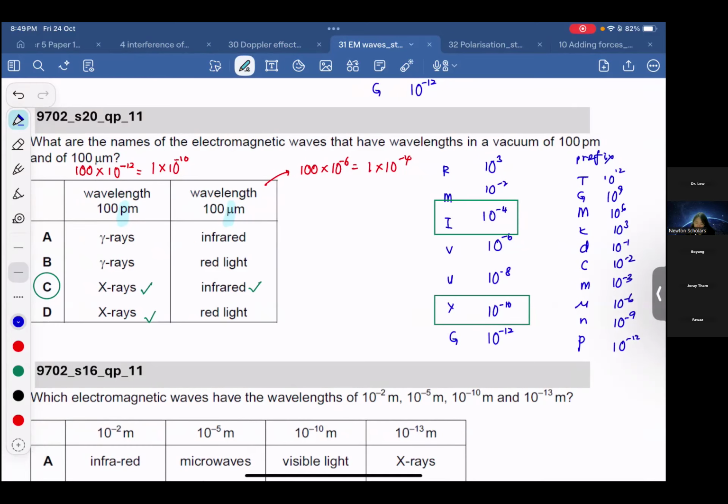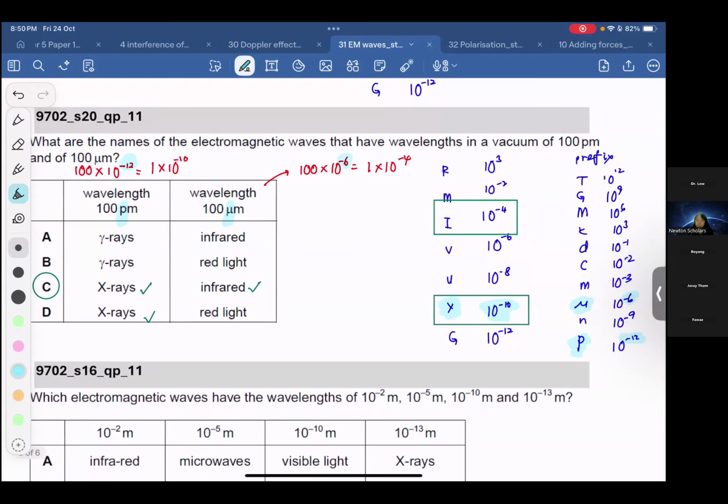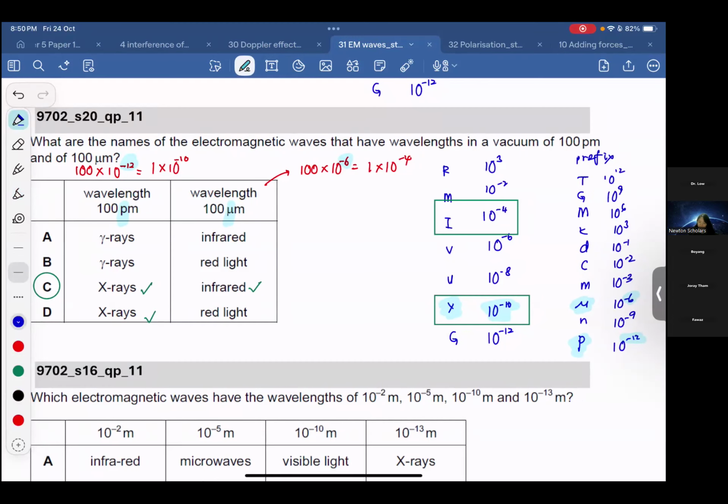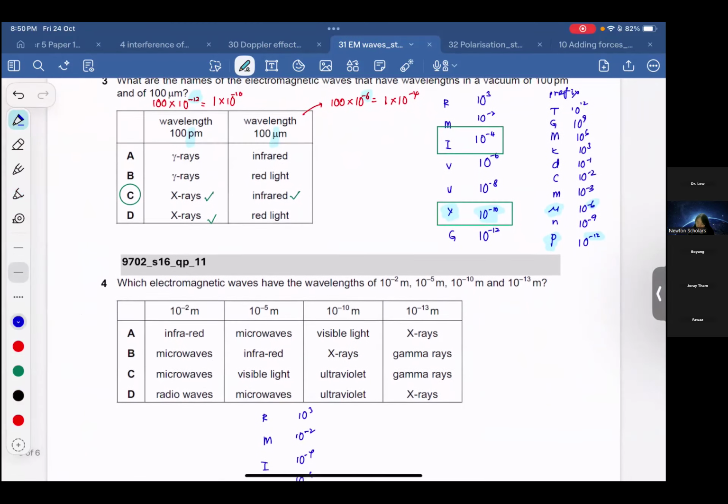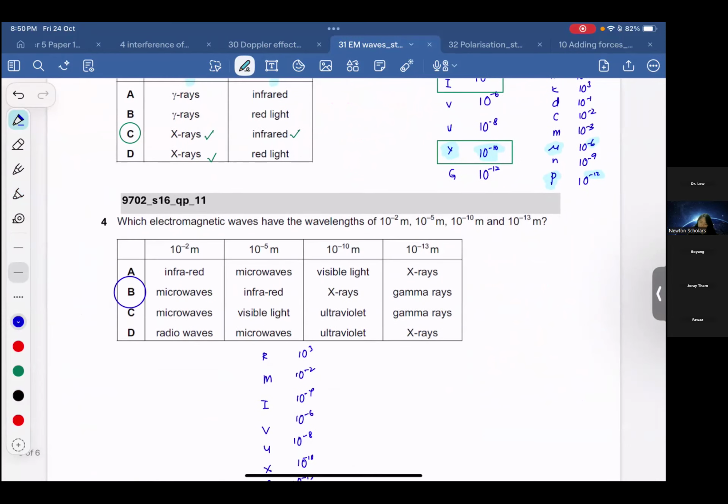Okay, then here, 100 picometer. Pico is times 10 power negative 12. So after that, I get 1 times 10 power negative 10. So which is X-ray? It should be X-ray. Then 100 micro. Micro means negative 6. So I get 1 times 10 power of negative 4. It should be infrared. So Fatima, then you mark it down. Number 4 is answer B.